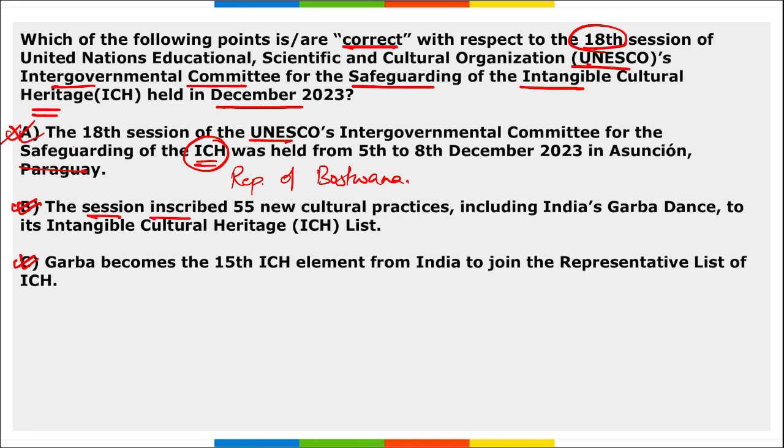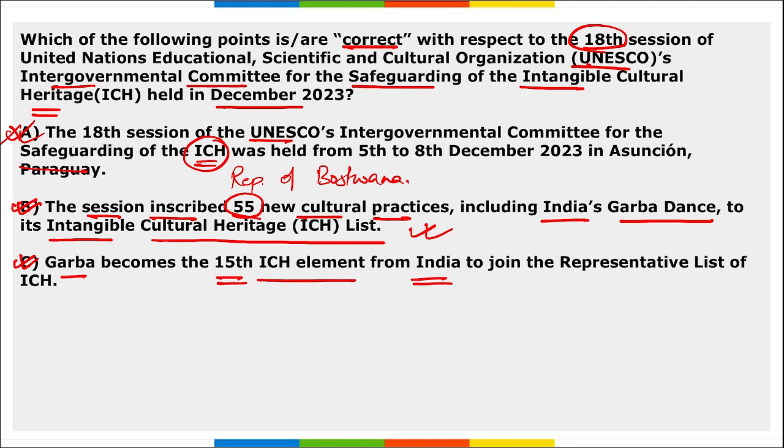B saying the session inscribed 55 new cultural practices including India's Garba dance to its intangible cultural heritage list. Now is right. C is Garba became the 15th ICH element from India to join the representatives list of intangible cultural heritage list. Now option C is also right.